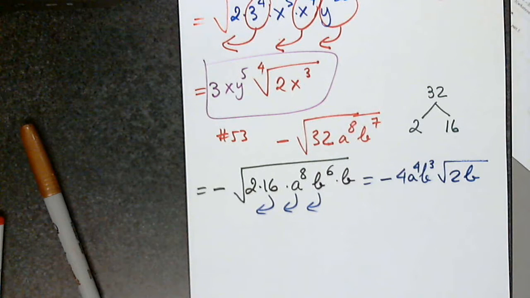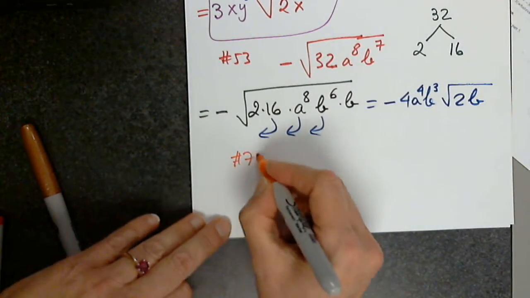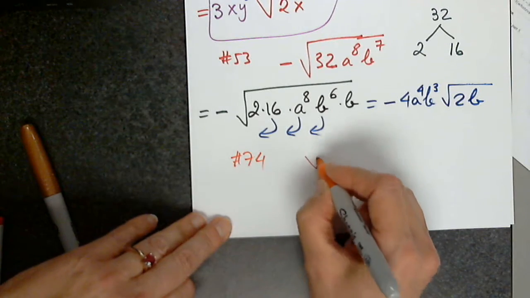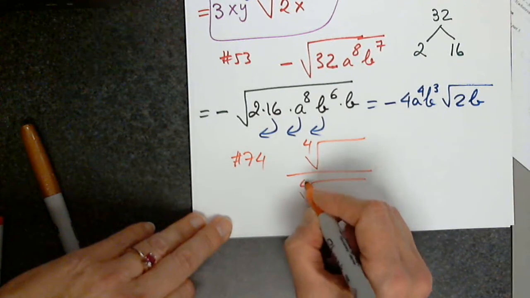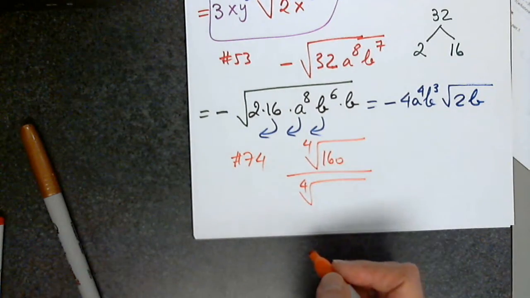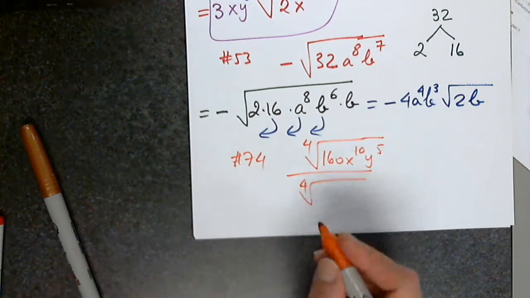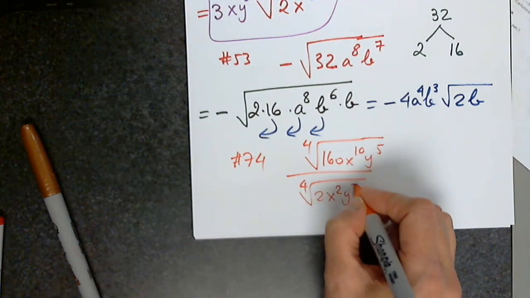Do we need another example? Yes? Say yes or no. Let's look at a ratio. 74. So it's the 4th root and the 4th root, and the top is 160, x to the 10th, y to the 5th, and the bottom is 2 x squared, y squared.